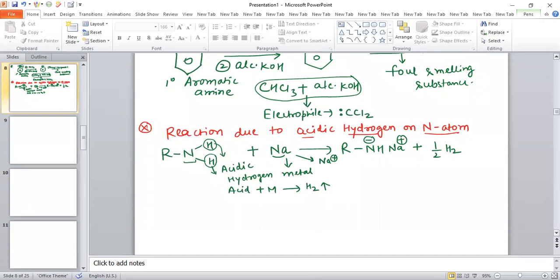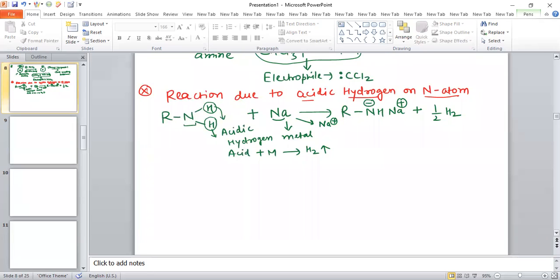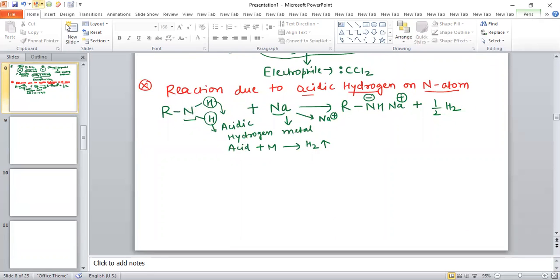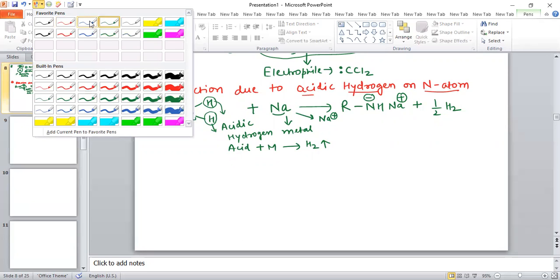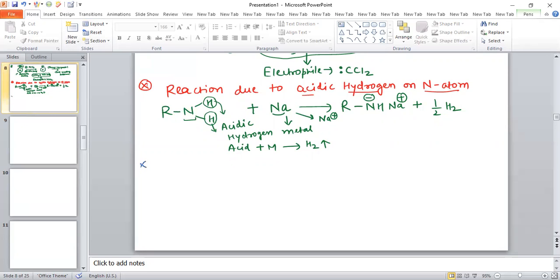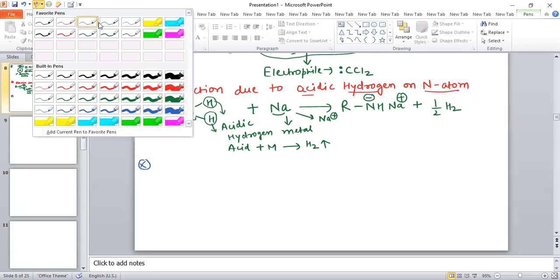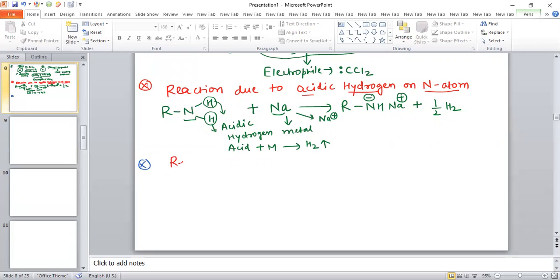The next reaction is very important. This question has been asked in IIT, and NEET and AIIMS have also asked these questions, which I am going to discuss. The next reaction is the reaction with nitrosyl chloride. What is it? Don't confuse. It is a very simple compound, NOCl. So the reaction of amines with nitrosyl chloride is one of the chemical properties of amines.